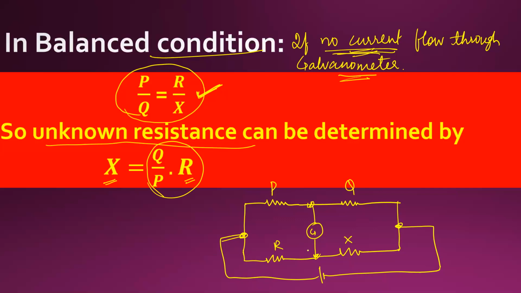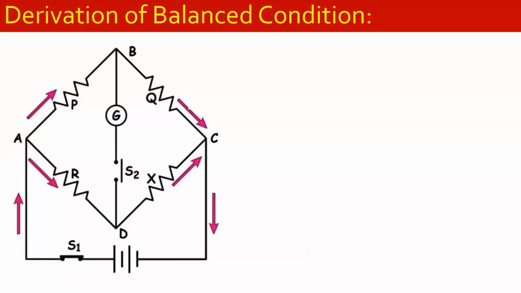गैल्वेनोमीटर प्लेस किया है। So what we want to do is we want to determine this balance condition कि ये P by Q upon R by X आता भी है या नहीं आता है। So now we are going to derive this condition. How we can derive this condition?